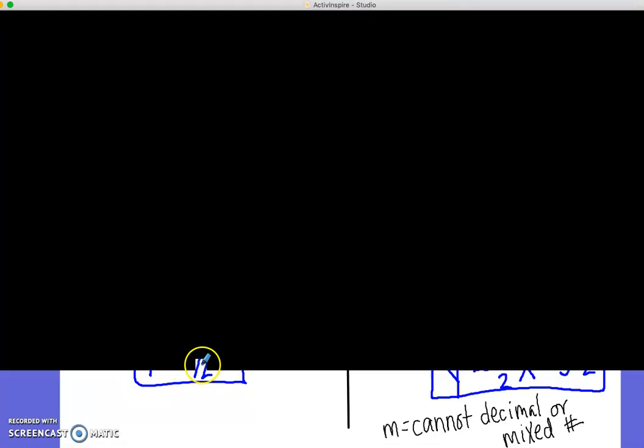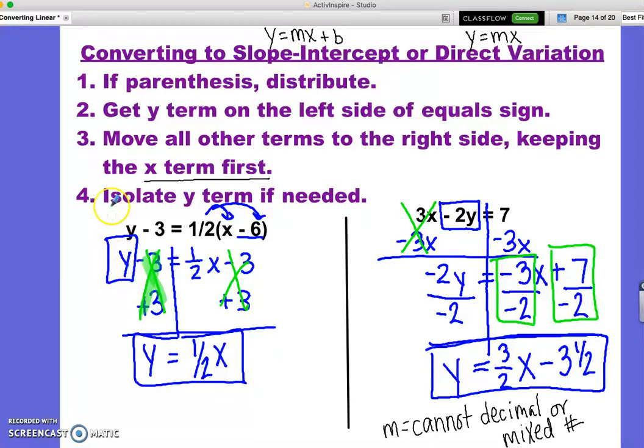Y equals 1/2 x. We do not have to multiply by a common denominator because we are not looking for standard form. And here I have the slope of 1/2, and that slope is good in fraction form because I have a rise over a run. This would be direct variation. This would go through the origin.